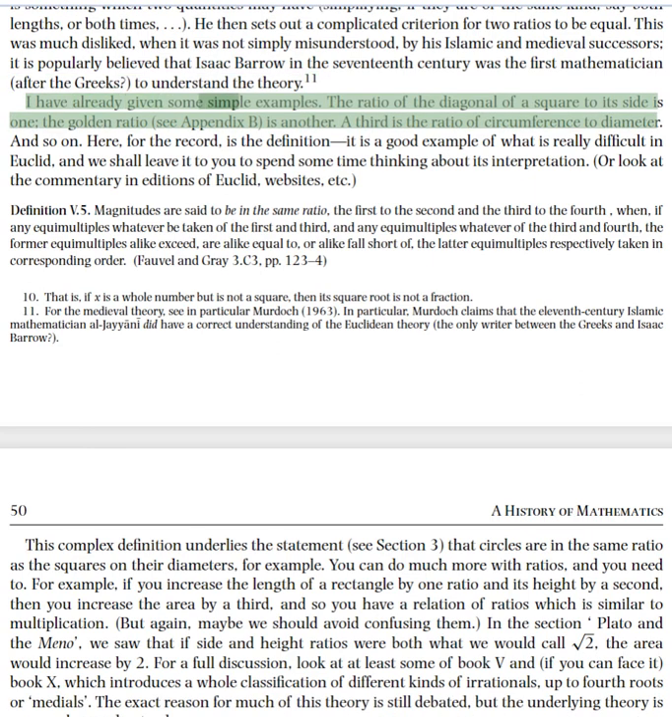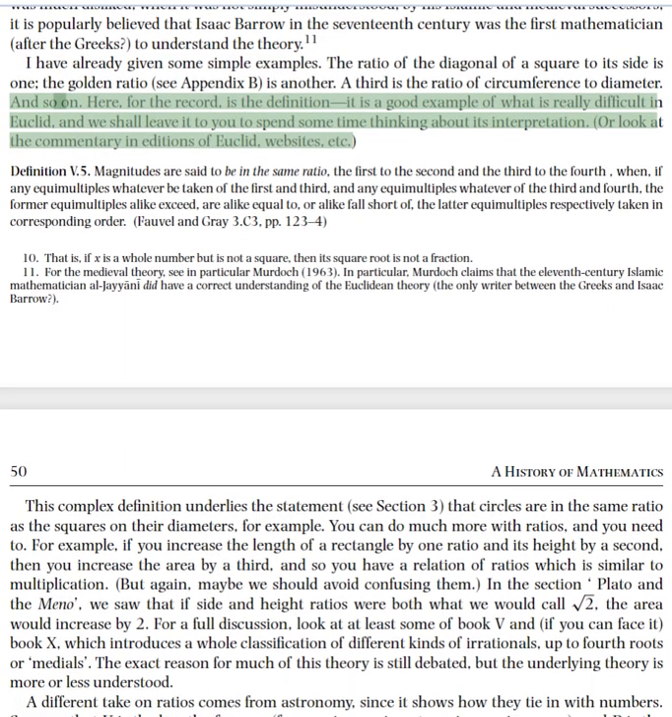I have already given some simple examples. The ratio of the diagonal of a square to its side is √2, the golden ratio is another. A third is the ratio of circumference to diameter. And so on. Here, for the record, is the definition. It is a good example of what is really difficult in Euclid, and we shall leave it to you to spend some time thinking about its interpretation.